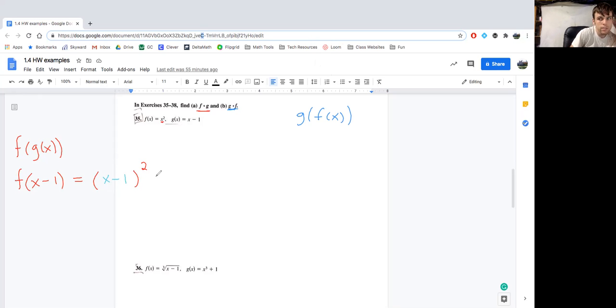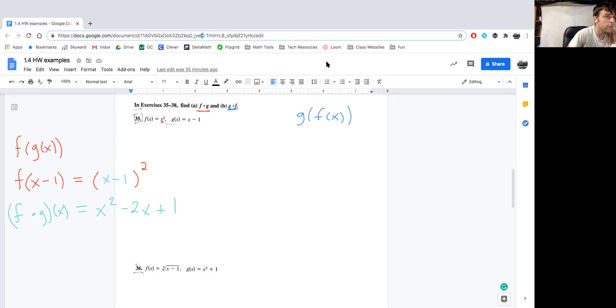Then it's a matter of going ahead and multiplying that out. x squared minus 2x plus 1. That is our function f of g of x. So that's our composition function in kind of that order.